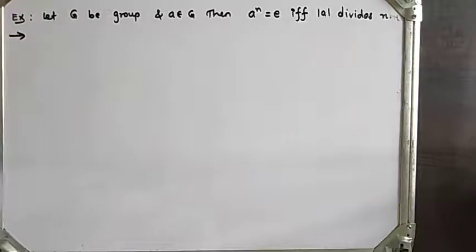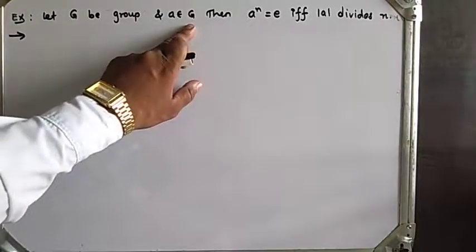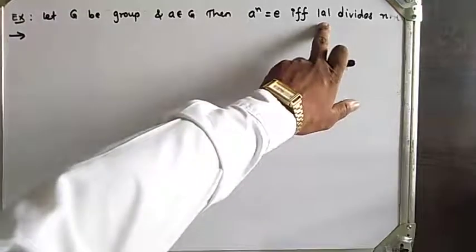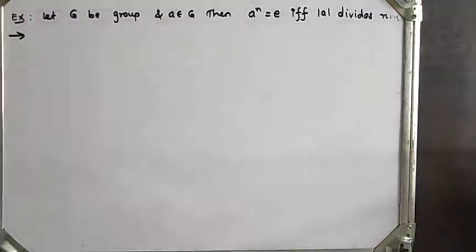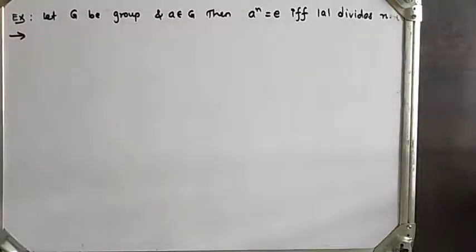Now G be a group and A an element of group G, then A raised to n is equal to identity. So here if and only if case means what? If A raised to n is equal to identity, then we prove that order of A divides n, and in the second case if order of A divides n, then we will prove A raised to n is equal to the identity. Now let's see the proof.